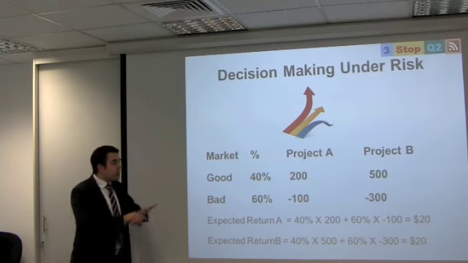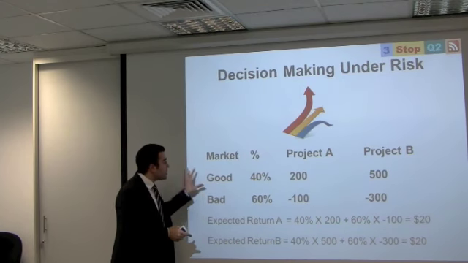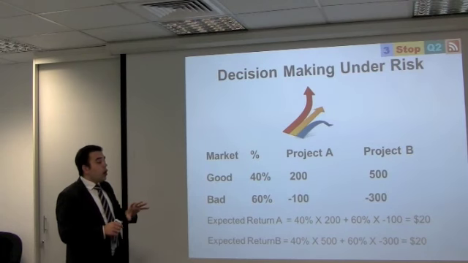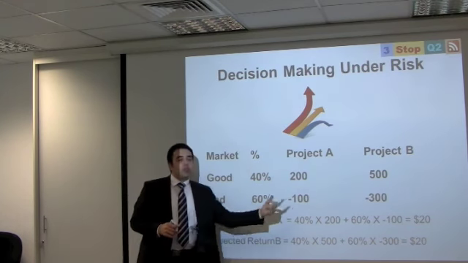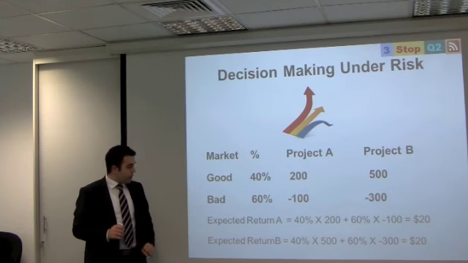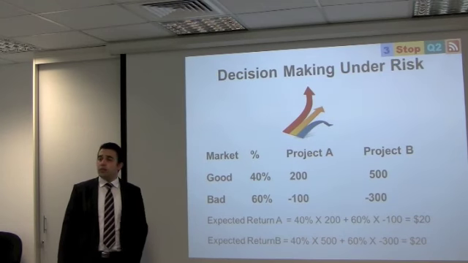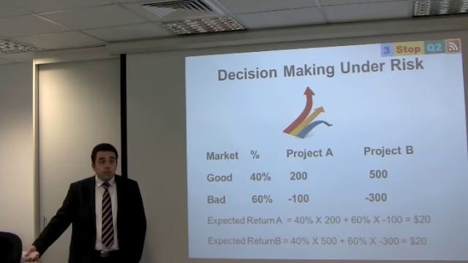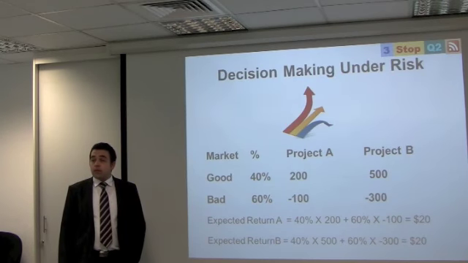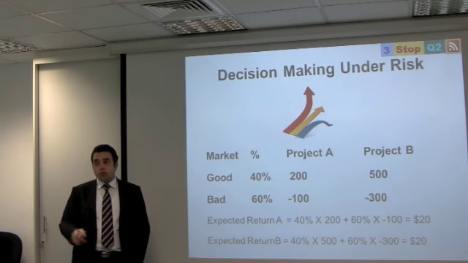Again, based on the current information in the market, 40% is good, 60% is bad. On average, my expected return should be 20. But I look at these two projects, both of them are giving me 20. So which one should I select? Indifference? No, it can't be indifference.